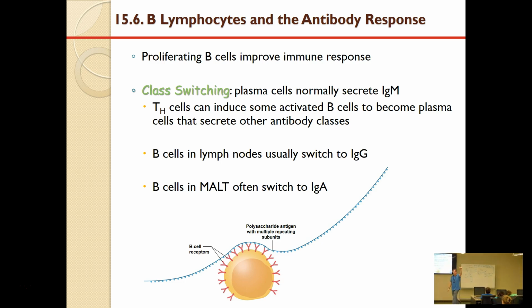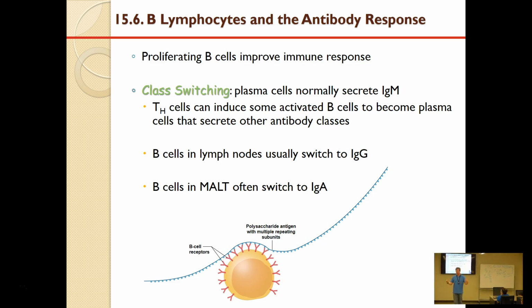So that's all that class switching is: switching from producing IgM to one of the other ones that are more important. If it's a mucosal problem, it's going to produce IgAs. If it's an allergen problem, it's going to be IgEs. And if it's pretty much anything else, it's an IgG response. So CD4 tells the plasma cell which one to. Mm-hmm. Exactly.